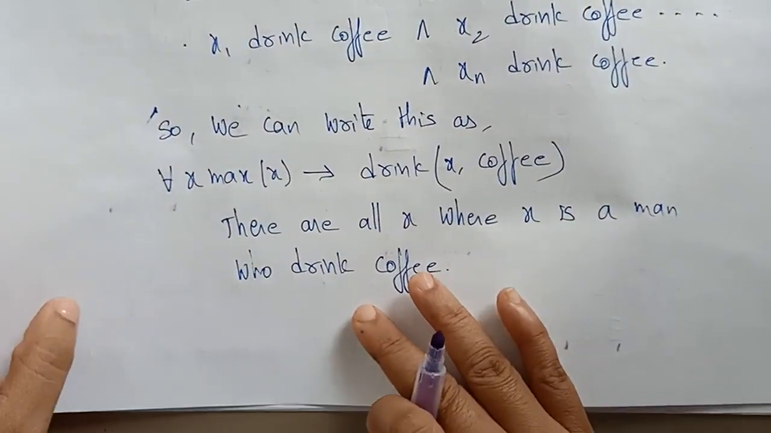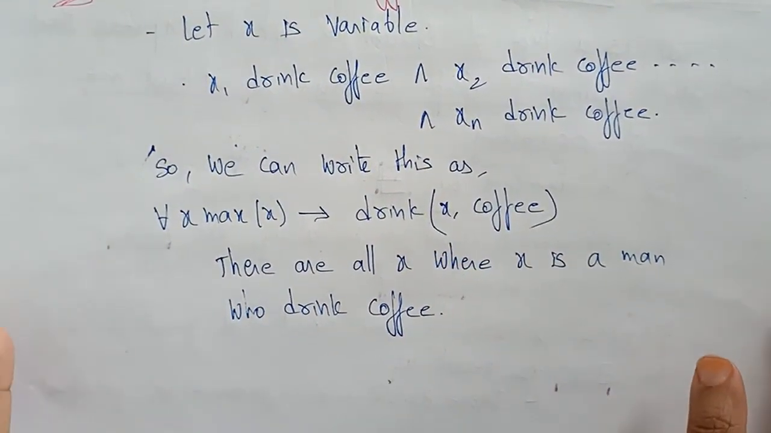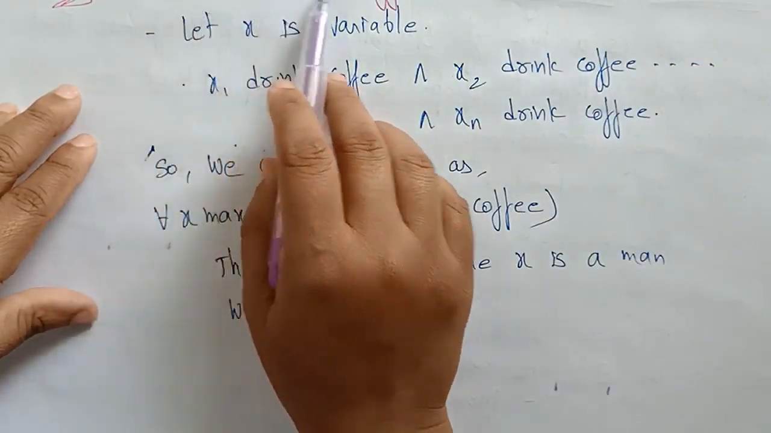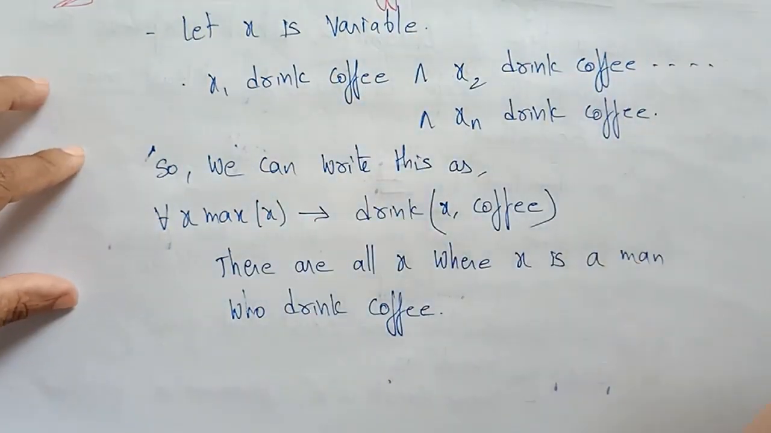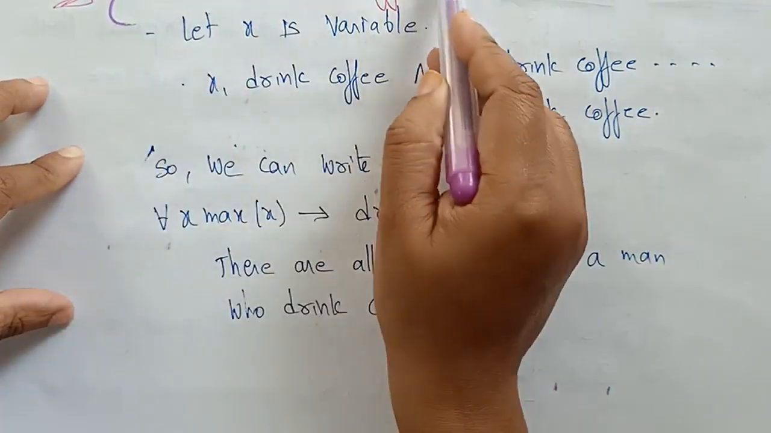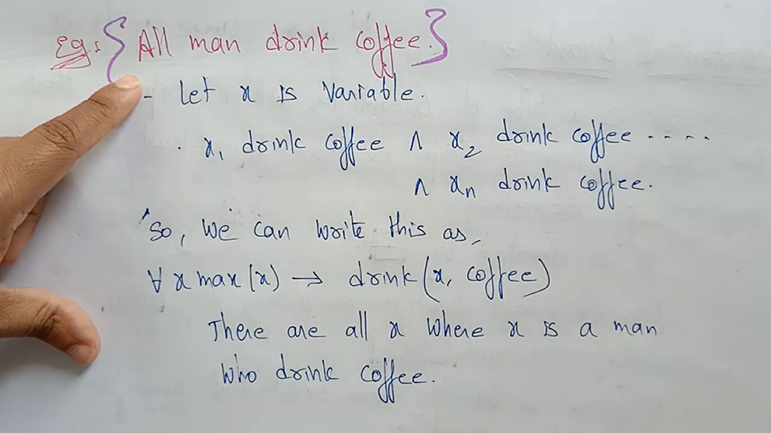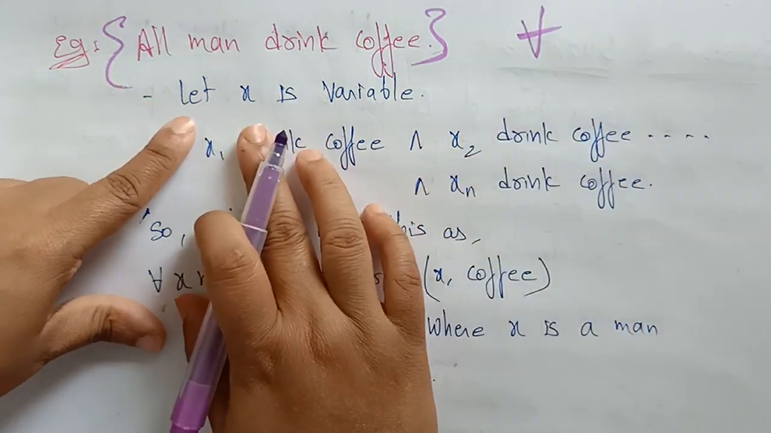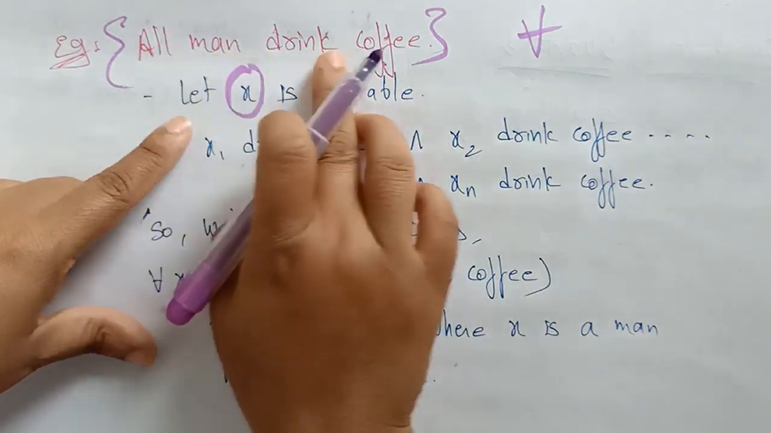Okay. So let's see an example of the quantifiers, for all and exists. Here I am taking the example for the universal quantifier. The statement is: all men drink coffee. Whenever you see a statement like all, it means for all x, for each x, for every x, so this is a universal quantifier. Let's take x as a variable. Here, all men drink coffee.